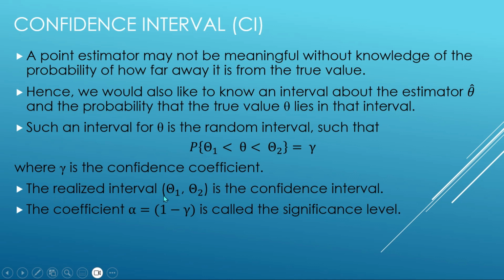The realized interval theta 1 and theta 2 is the confidence interval. The coefficient alpha equal to 1 minus gamma is called the significance level. So the significance level is just the complement of the confidence coefficient: 1 minus gamma is equal to alpha. We just subtract gamma, the confidence coefficient, from 1 and we get the significance level.